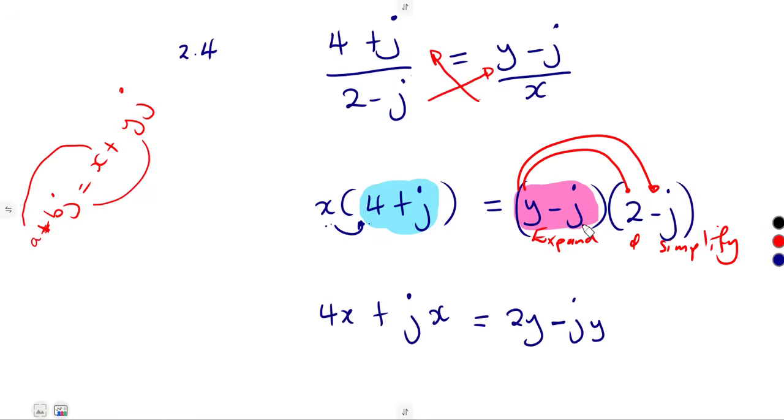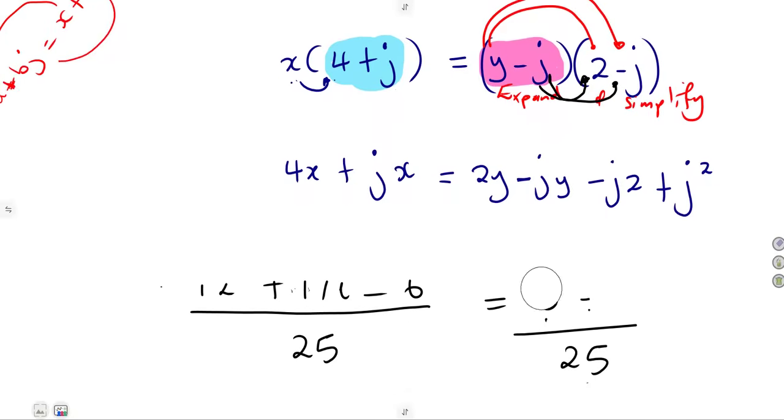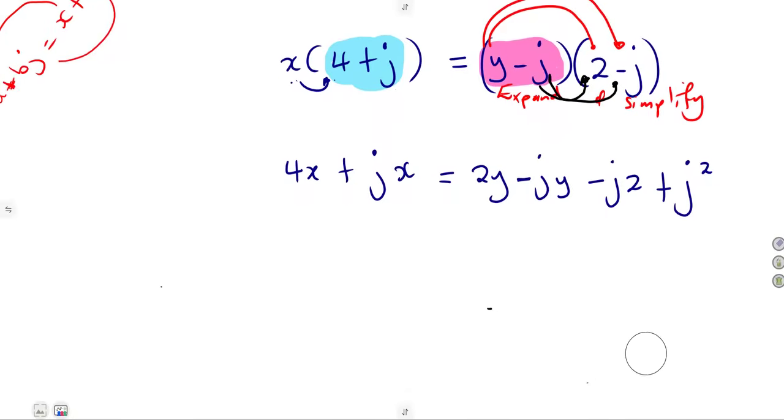We move on to the minus j. So the minus j is going to multiply 2. So minus j times 2 is going to be minus j2, or minus 2j. Then the minus j multiplies the minus j at the end. So minus times minus, that's a positive. J times j is j squared.